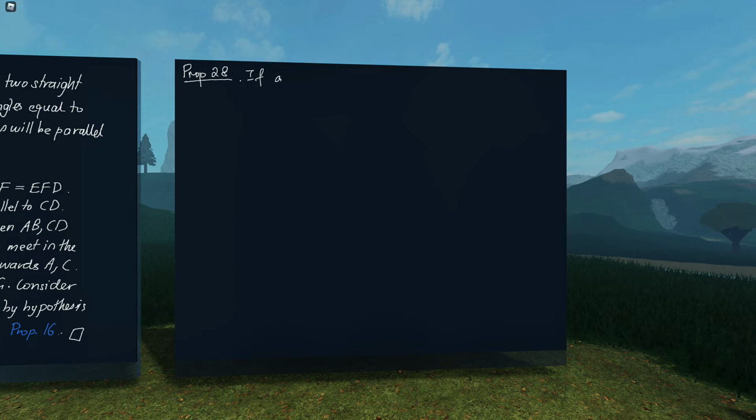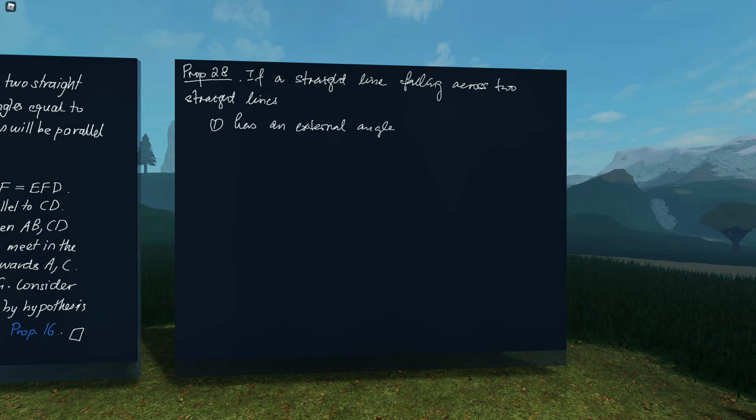So if a straight line falling across two straight lines, so there are two conditions, right? One has an external angle equal to the opposite internal angle.